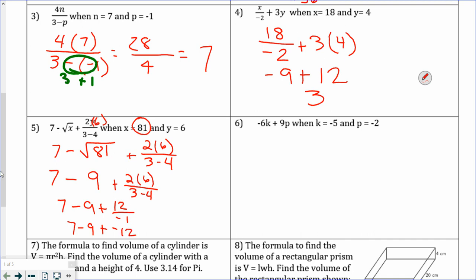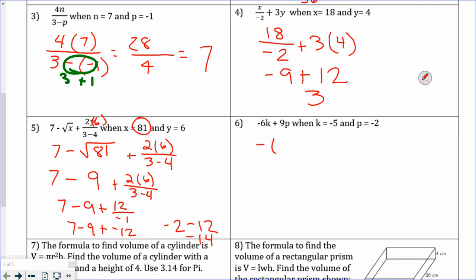Okay, and then you can go from left to right because it's all addition and subtraction. So 7 minus 9 is negative 2 minus 12. I would get negative 14. Okay, then we've got one left before we do our 2 formula substitution problems.